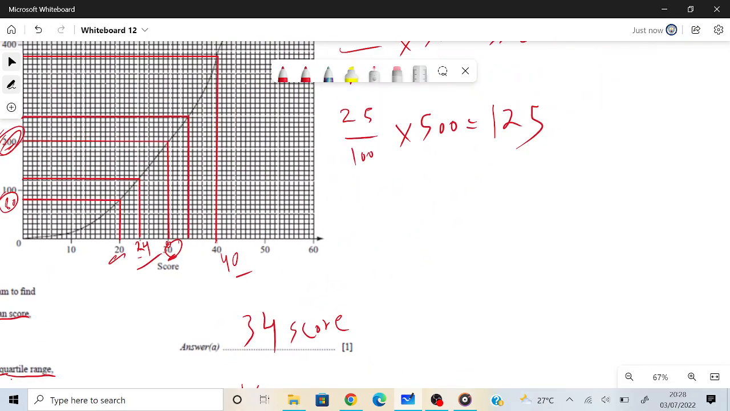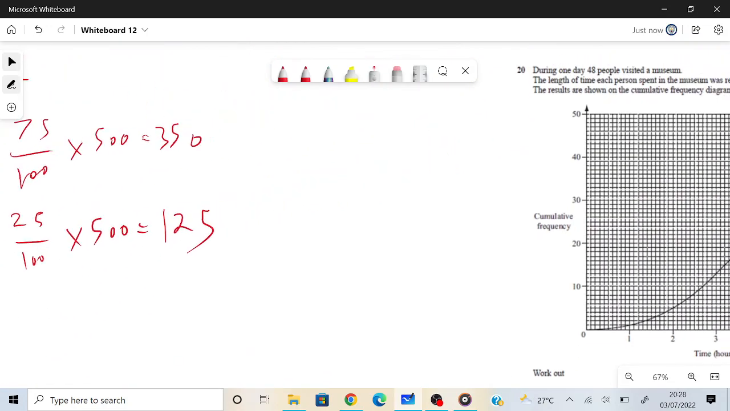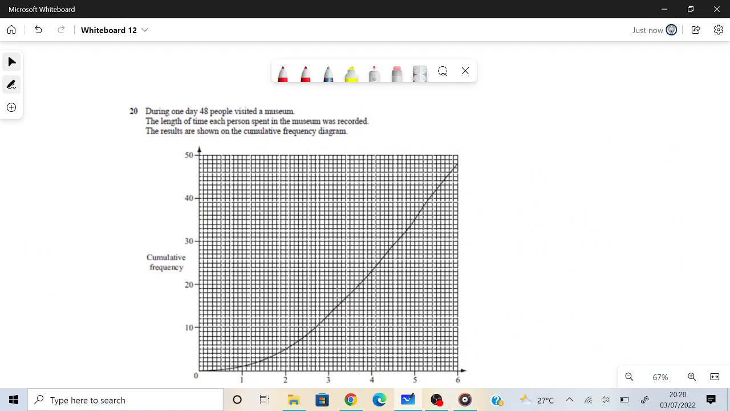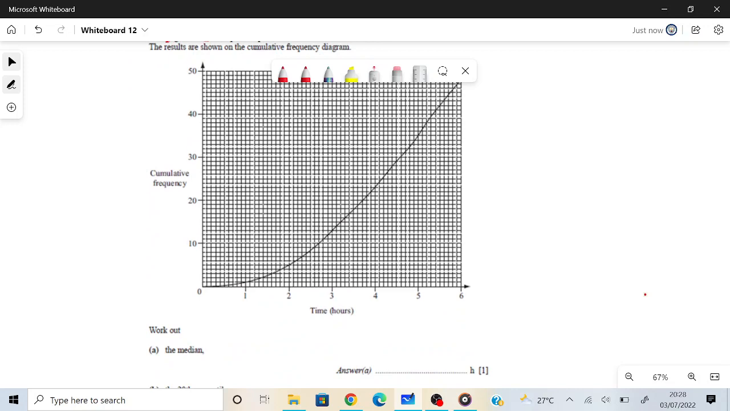And on to the final example for this question. Right, this one says during one day 48 people visited a museum. Okay, good to know. The length of time each person spent in the museum was recorded. The results are shown on the cumulative frequency diagram. Time on the x-axis, cumulative frequency on the y-axis.